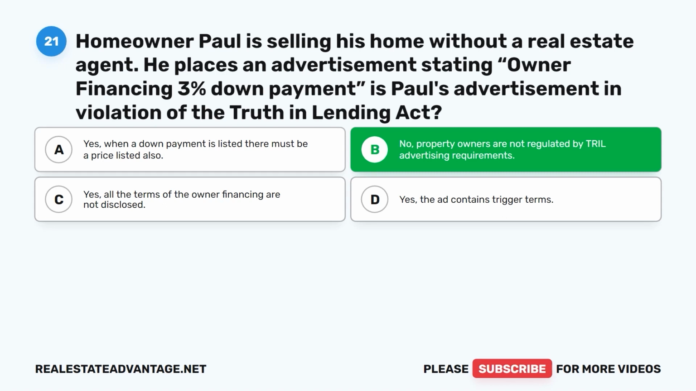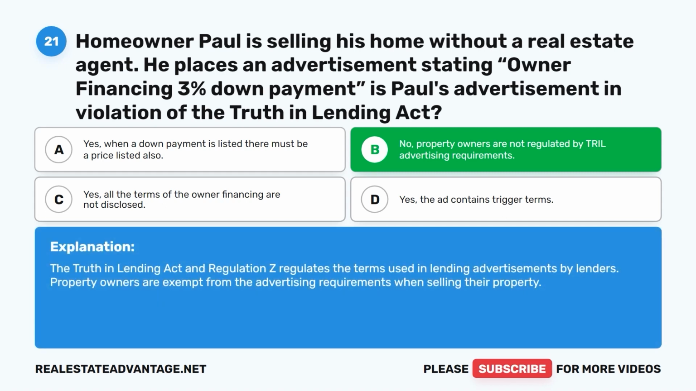No. Property owners are not regulated by TILA advertising requirements. The Truth in Lending Act and Regulation Z regulate the terms used in lending advertisements by lenders. Property owners are exempt from the advertising requirements when selling their property.